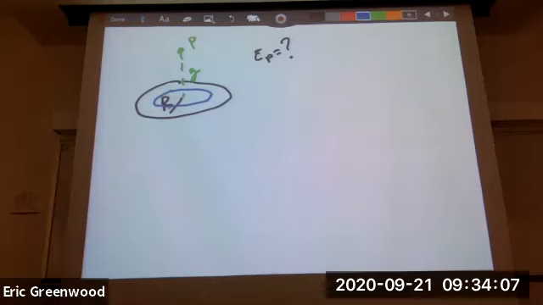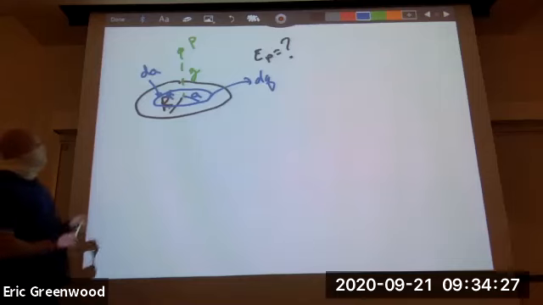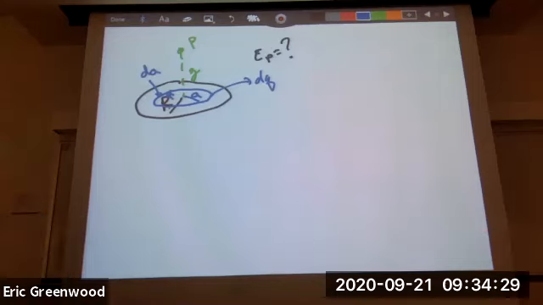So this is my ring, where this ring here then has a dq. So this is our dq. And let's say that this ring has a radius of A, and it then has a thickness to it of dA. So the thickness of this ring is dA, and the radius of that ring is A.